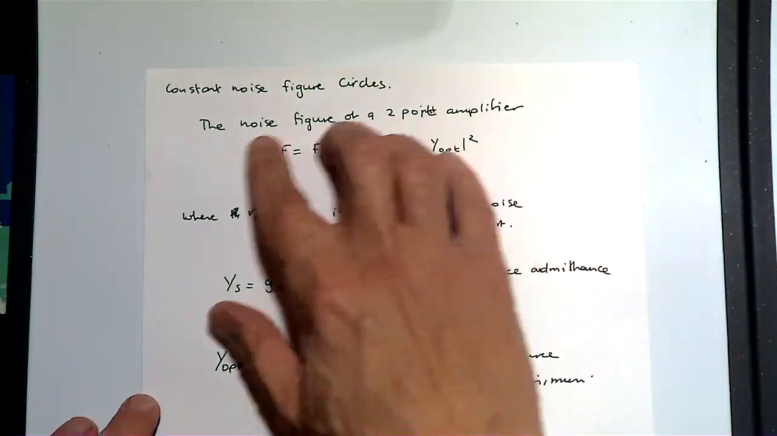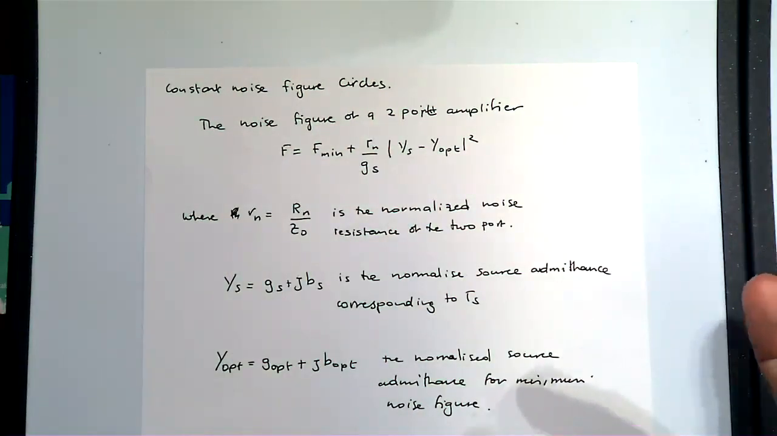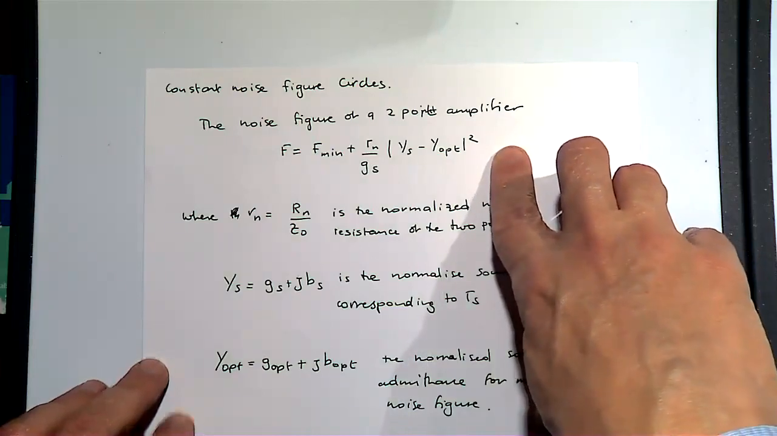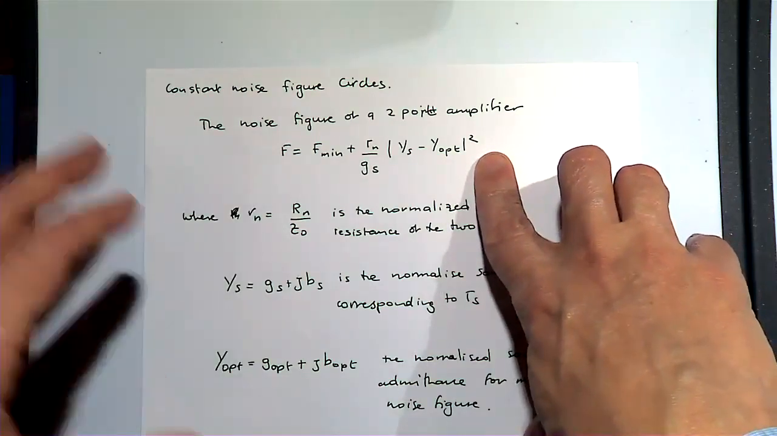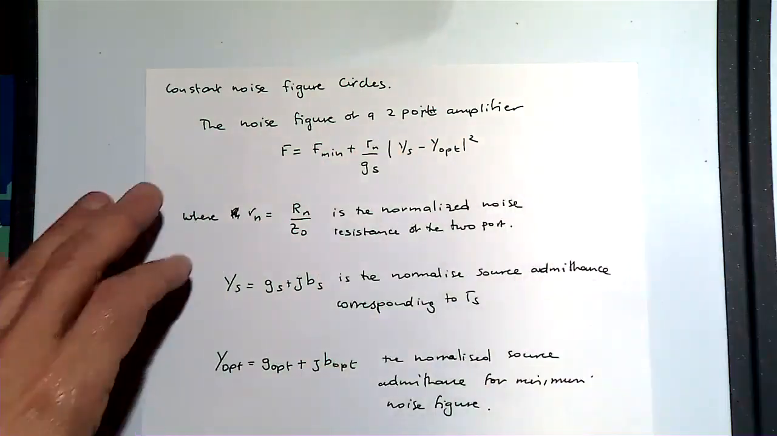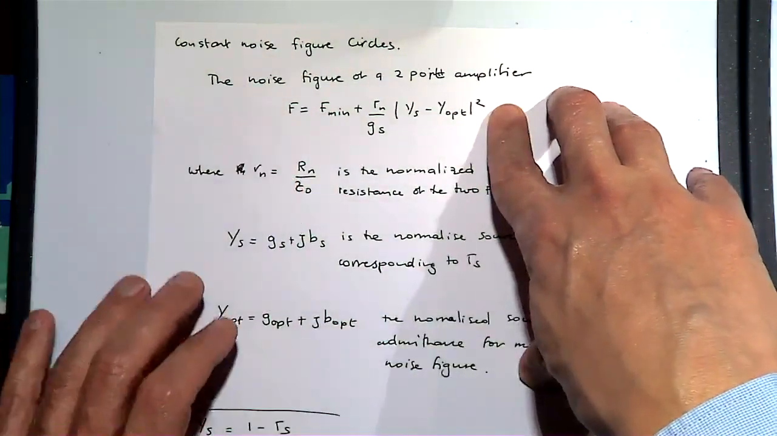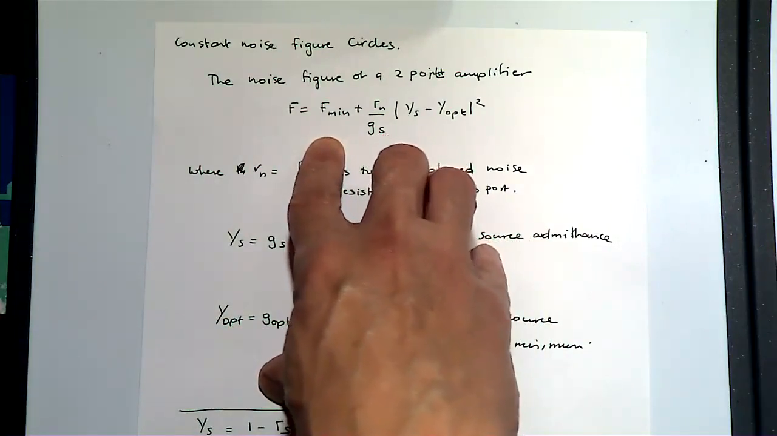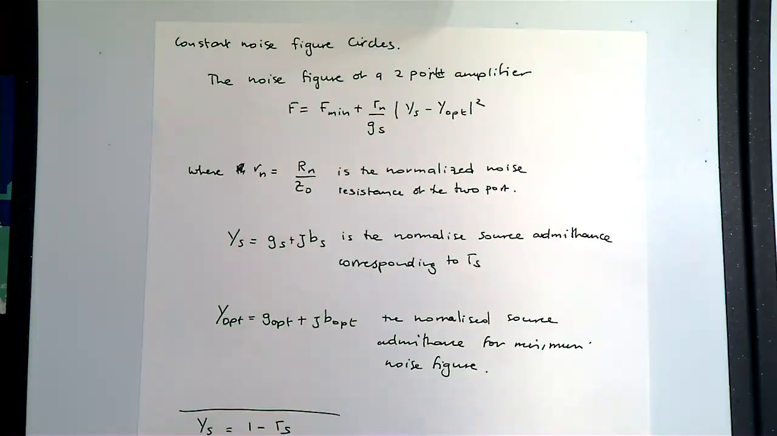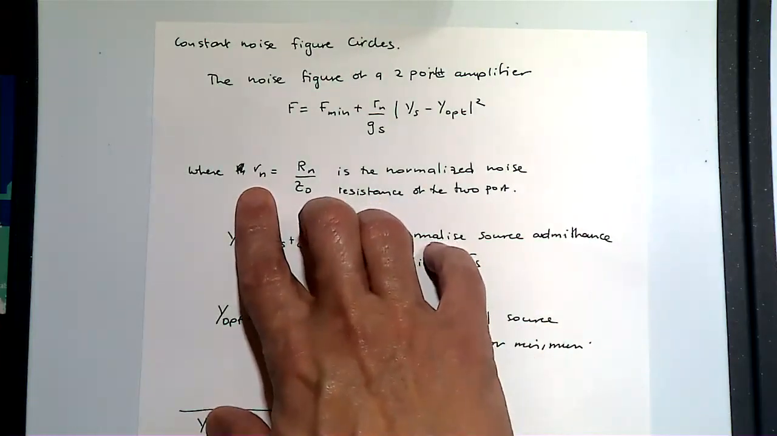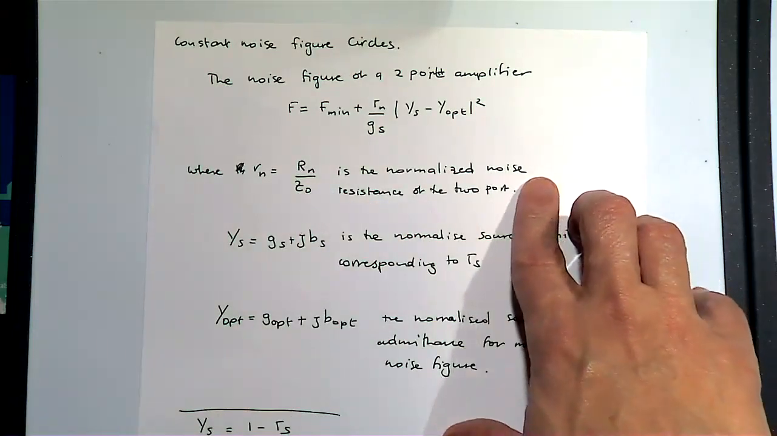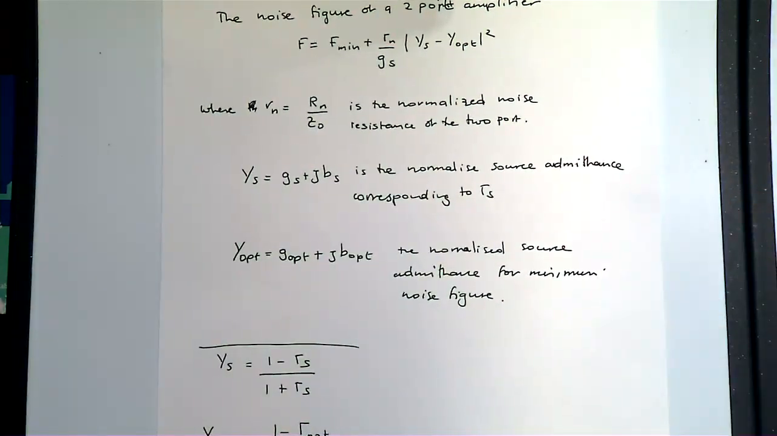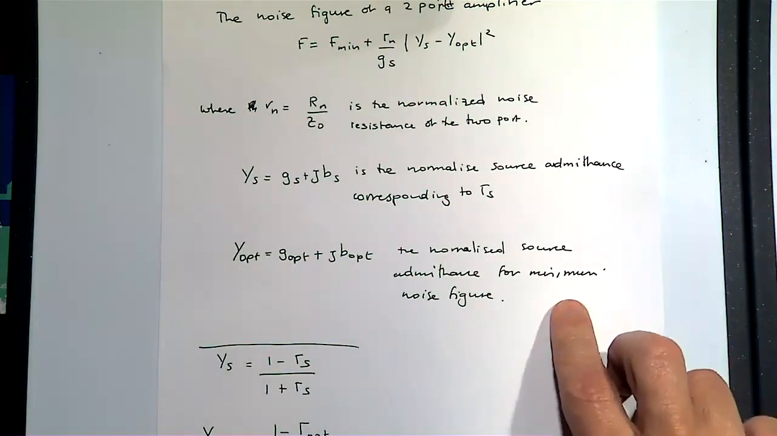So I won't derive it, but in Pozar, or microwave engineering by Pozar, you can see that the noise figure for a two-port amplifier is given by this relationship, where Fmin is the minimum noise figure for that particular element, in this case a transistor, and Rn is the normalized noise resistance of the two-port, along with the normalized source impedance, and the optimal source admittance at the minimum noise figure.